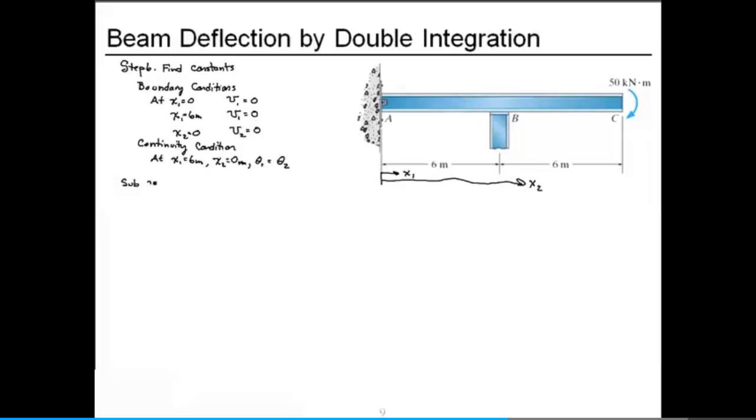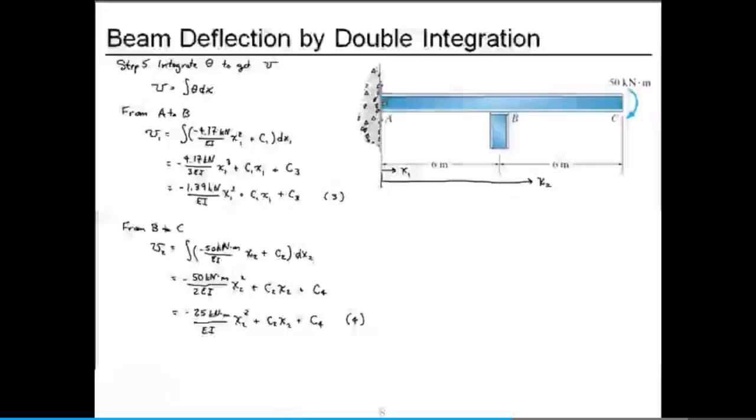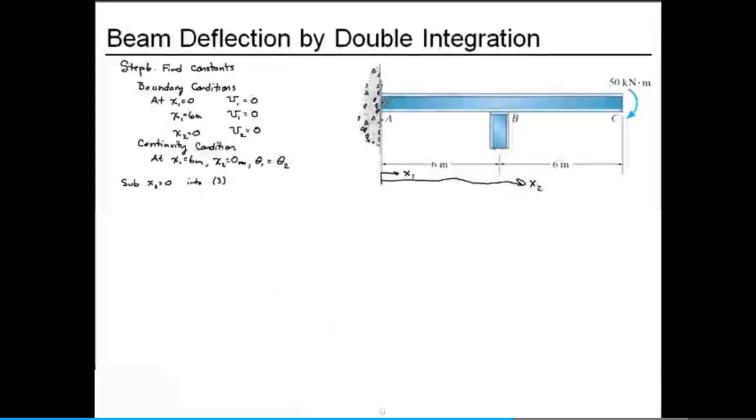We're going to substitute the boundary condition at x1 equals 0 into equation 3, which we had found was the vertical deflection in the range of x1. So we have the vertical deflection is 0. It equals minus 1.39 kilonewtons over EI times x1, which is 0, cubed, plus the constant C1 times x1, which is 0, plus the constant C3. So everything is multiplied by 0 except C3, so my constant C3 is 0.